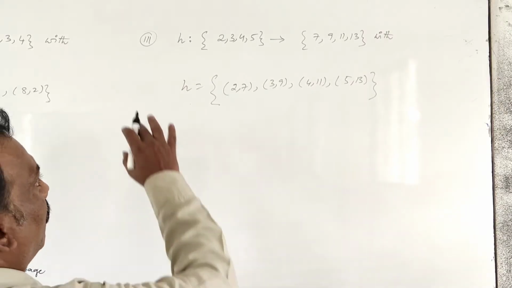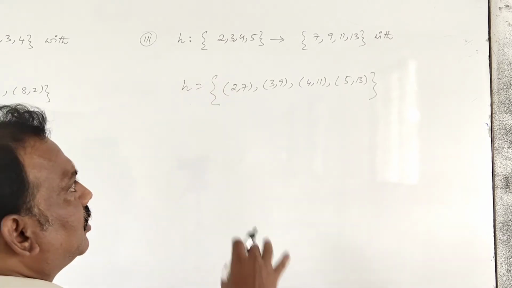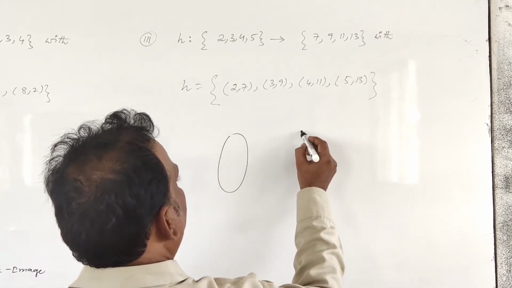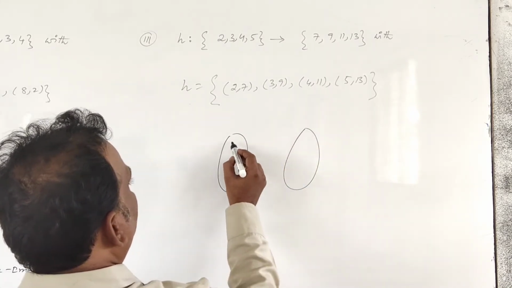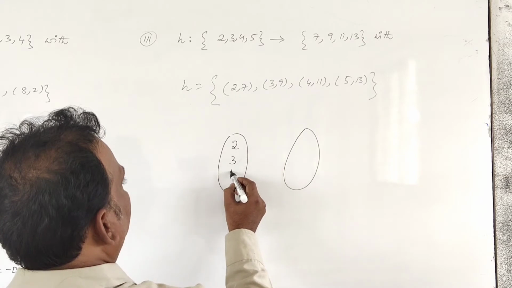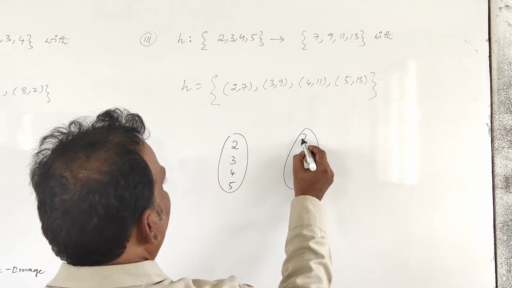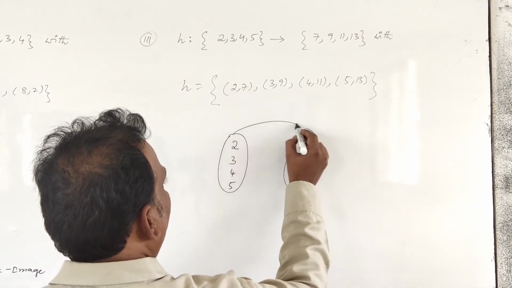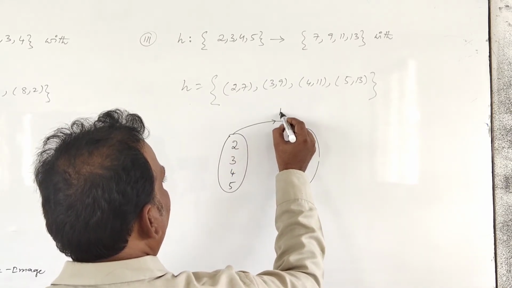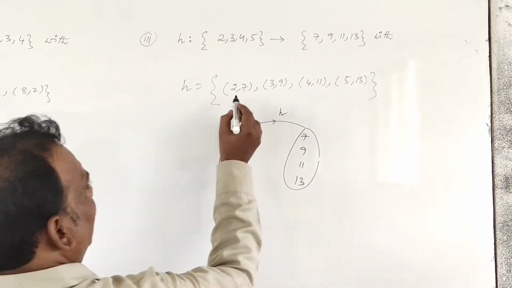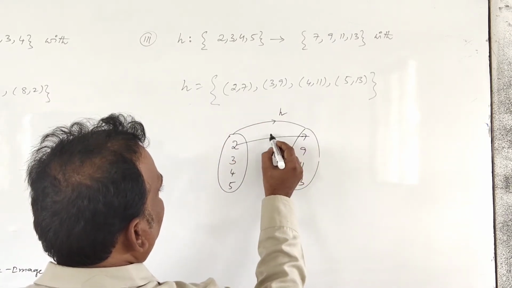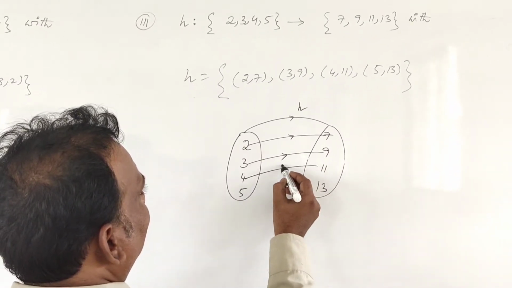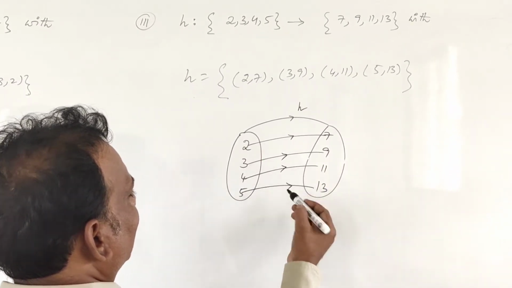We will check one more problem. So now we have to check the third subdivision. Here also one more function is defined, that is h, with two sets. What are the two sets? The set of 2, 3, 4, 5 and 7, 9, 11, 13. So now we are going to check this function h. How is it defined? 2 with 7, 3 with 9, 4 with 11, 5 with 13.